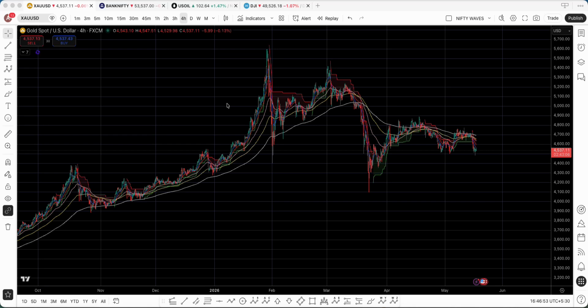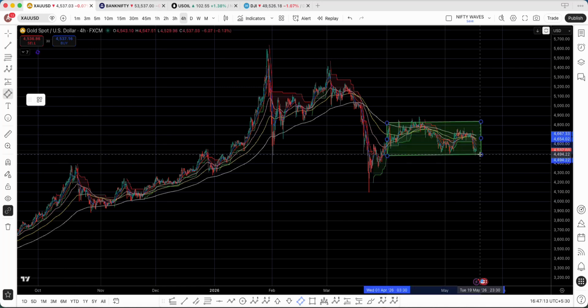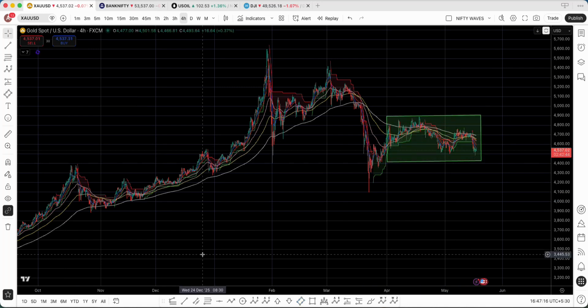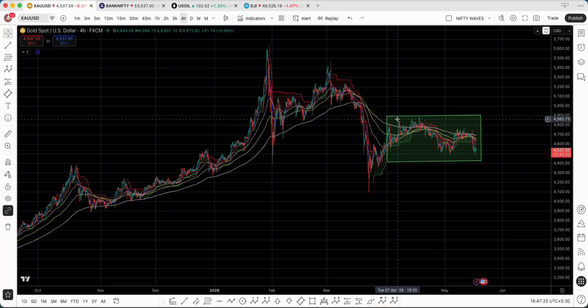Just have the gold 4-hour chart open here, and we're gonna jump in and have a bit of a detailed look as to what exactly is going on. It's been a while and gold has just been stuck in the same price range for quite a while. So let's try to figure out what exactly it's trying to do so that we can plan our trades and see what the best plan of action can be.